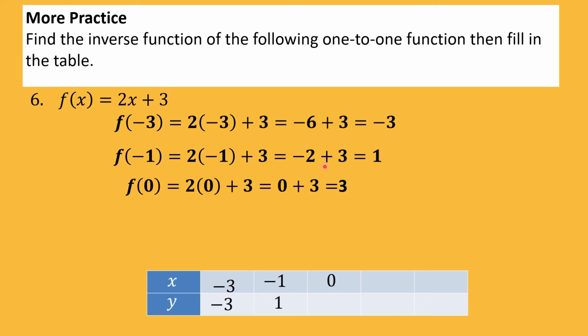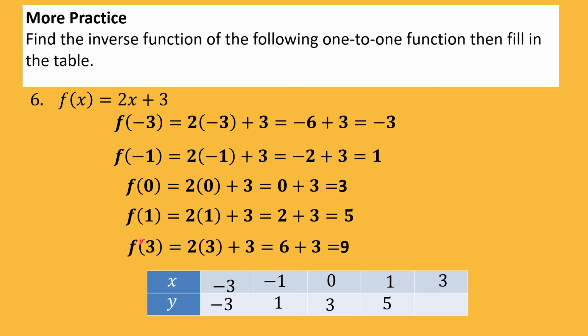Next is 0. So, f of 0 is equal to 2 times 0 plus 3 is equal to 0 plus 3 which is equal to 3. And then, f of 1. So, that is 2 times 1 plus 3 is equal to, 2 times 1 is 2 plus 3 is equal to 5. And last, f of 3. f of 3 is equal to 2 times 3 plus 3. 2 times 3 is 6 plus 3 is equal to 9. So, yan ang ating original function. Kuhanin naman natin yung ating inverse function.